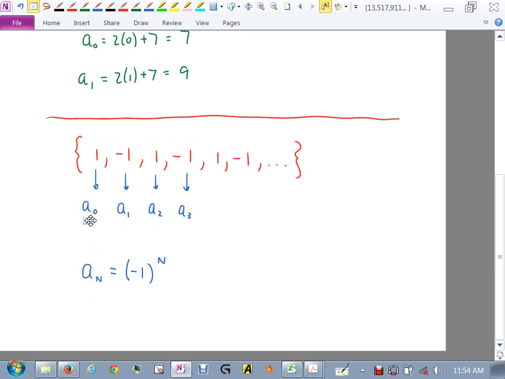Okay, so let's try this. What's a sub 0? Is -1 to the 0? What's anything to the 0? 1. Okay. Then you plug in 1. What's -1 to the first power? Itself, right? And then when you plug in 2, a sub 2, you get -1 squared, and you get 1. And so this is going to alternate back and forth, 1, -1, 1, -1. This is called an alternating sequence. Does it make sense why they call it an alternating sequence? It's changing signs.